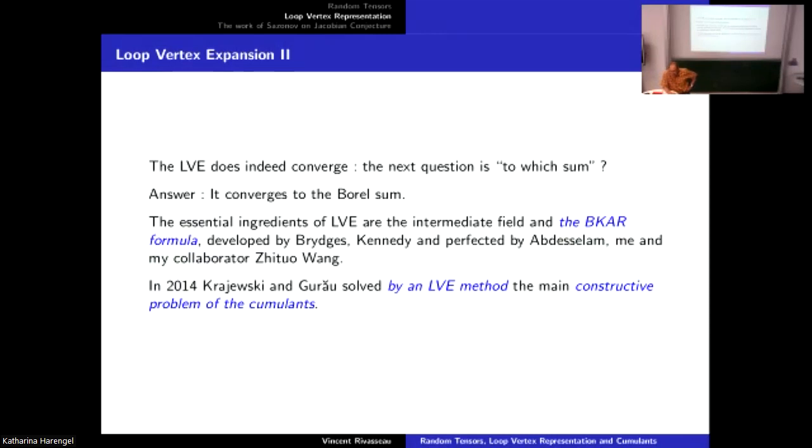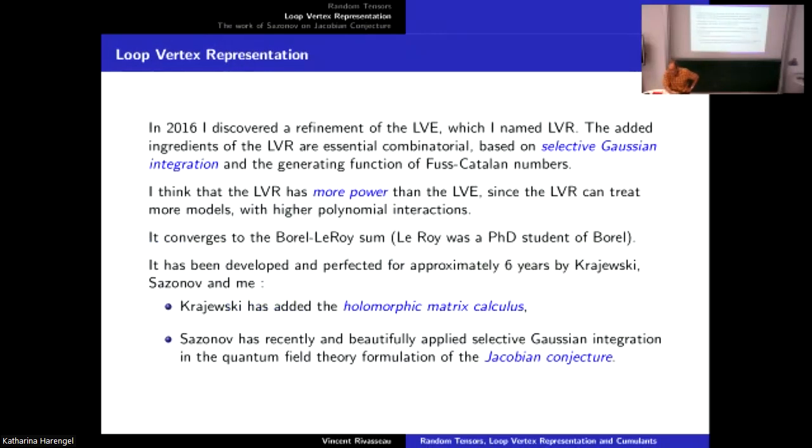In 2016, I discovered the refinement of LVI, which is named LVR. The added ingredients of the LVR are essentially combinatorial, based on selective Gaussian integration and the generating function of Fuss-Catalan numbers. I think that the LVR has more power than the LVE, since the LVR can treat more models with higher polynomial interaction.